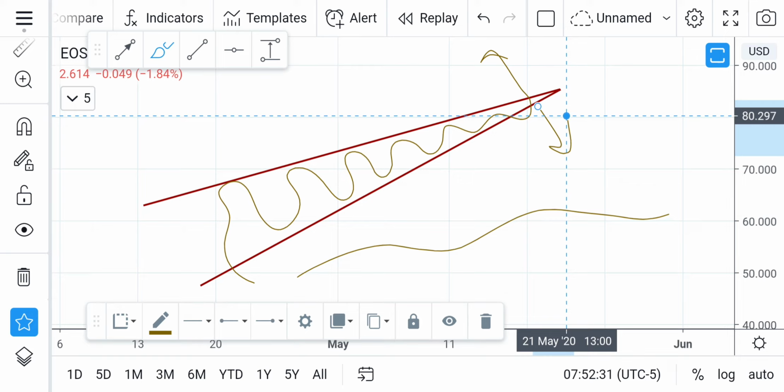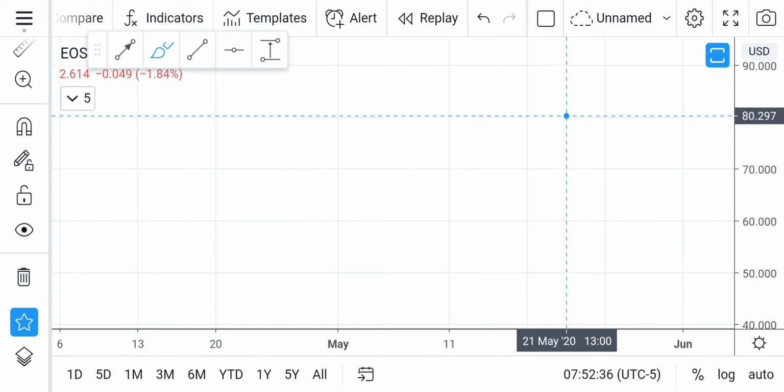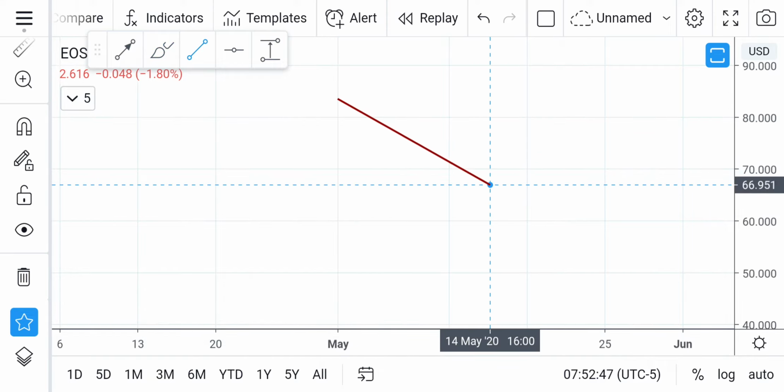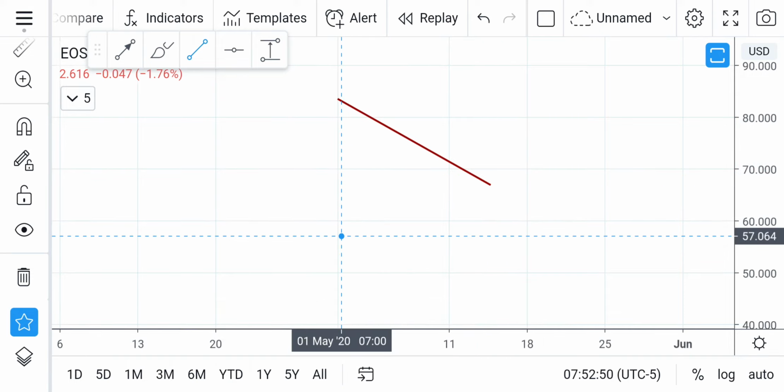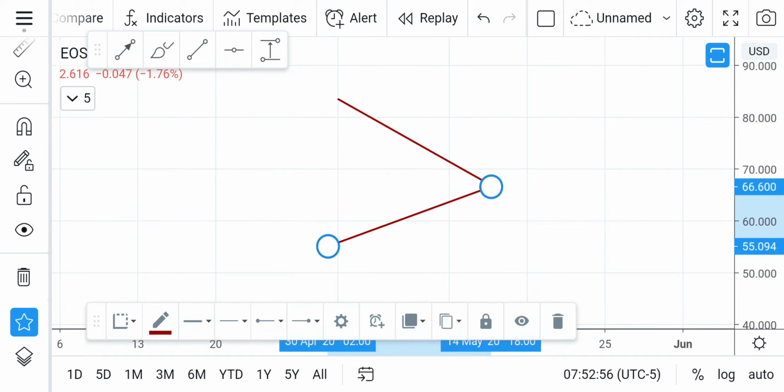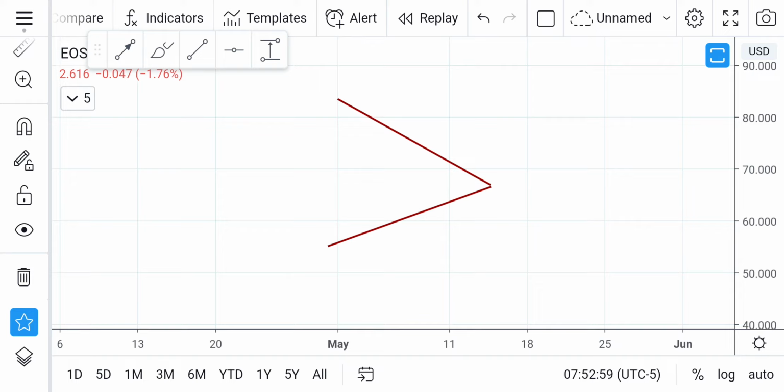The next chart pattern I'm going to talk about is the symmetric triangle. We call it a symmetric triangle because it looks like this. The angles of the two sides of the triangle are the same. So what is a symmetric triangle? Can I say it's a neutral chart pattern.